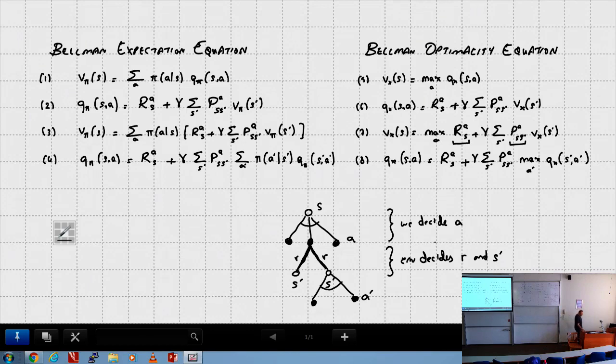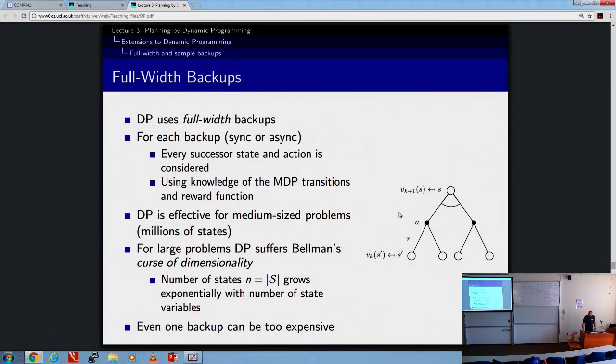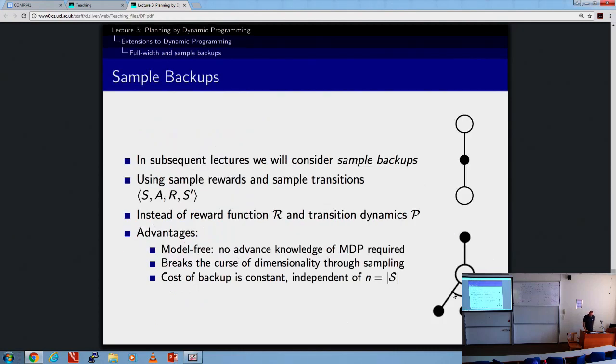Okay? So one big idea is going to be, instead of using this full width, can I just use one sample out of this tree? So let's say if I'm actually experiencing this in real time, I'm going to take one of these branches, and then the environment is going to push me into one of these S primes. And is that enough? Maybe that's enough. Maybe I'll just use that particular S prime I ended up in and do a backup from that instead of doing this whole tree thing. Okay? So that's sort of the full width versus sample logic.